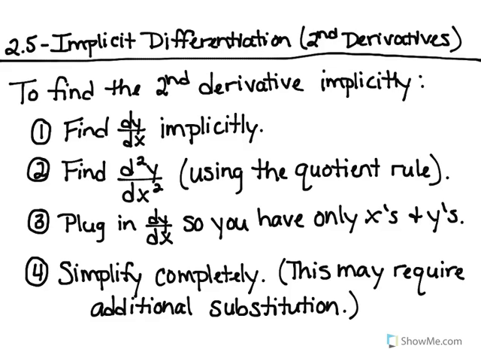Once you have this, you'll see you have dy/dx in your second derivative, so we're going to replace it so that we have only x's and y's and no longer have a dy/dx. After I do that substitution, we're going to have to go through some algebraic steps to simplify completely. It may require an additional substitution, which you'll see in the couple of examples I'm going to show you.